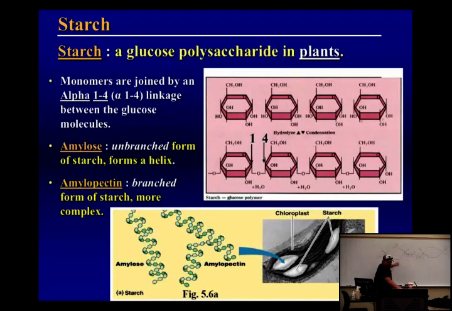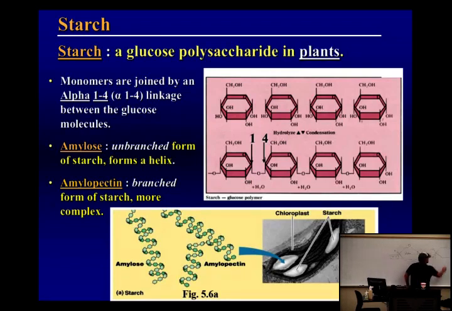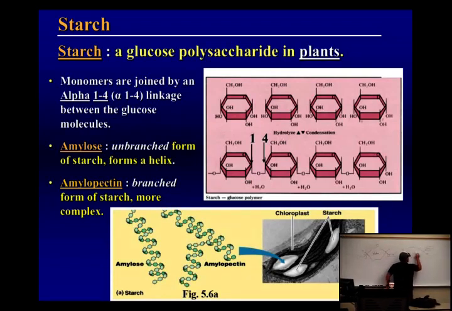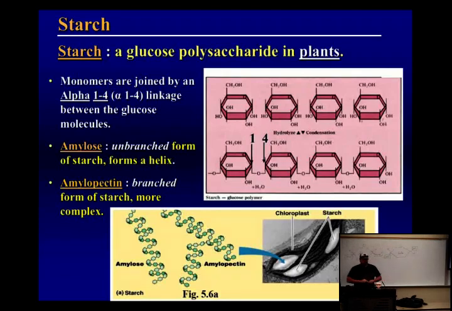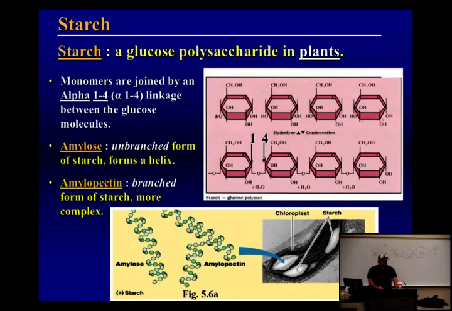This is what we call an alpha glucose, and this is what we call a beta glucose. Because they're different. They have a different shape. Everyone agree to that?